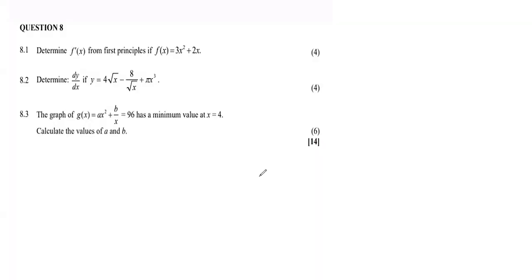Okay, so we have question 8 still on differential calculus, and then we have 8.1 there. It says determine f prime x from first principles if f of x is equal to 3x squared plus 2x, right? So the first thing that we want to do is use our rules so that we have the confirmation of what our final answer should be. Then that's 6x plus 2, because the 2 jumps down to multiply the 3, that's 6.